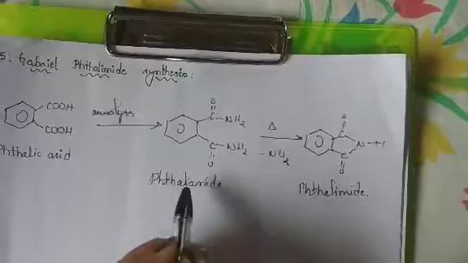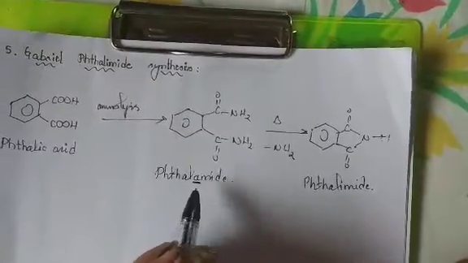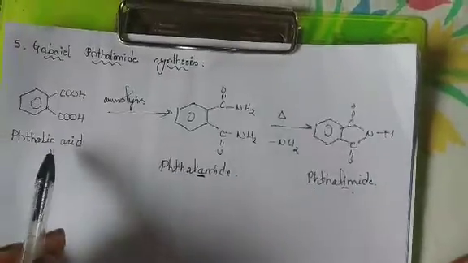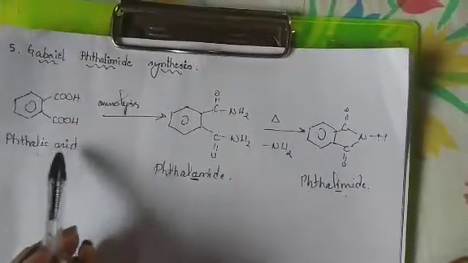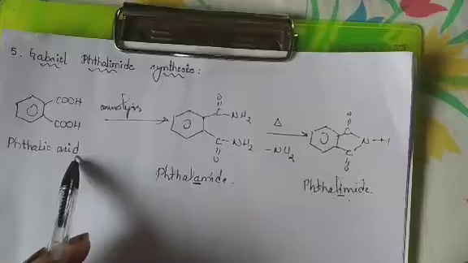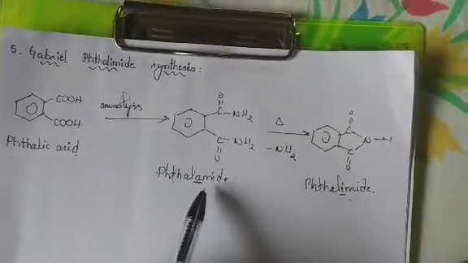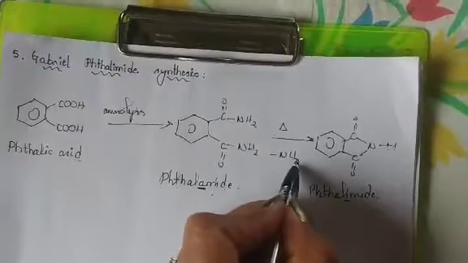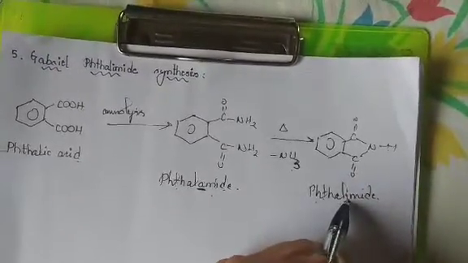The difference here is that this is phthalamide, an amide, and this is phthalimide, an imide. Phthalamide is obtained from the ammonolysis of phthalic acid, and phthalamide on heating loses an ammonia molecule, and then we get the phthalimide.